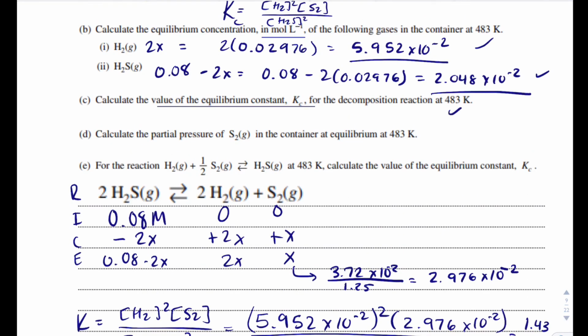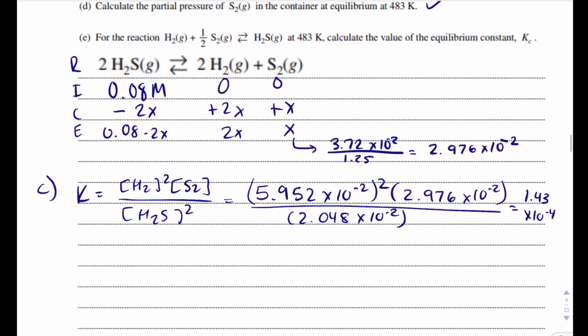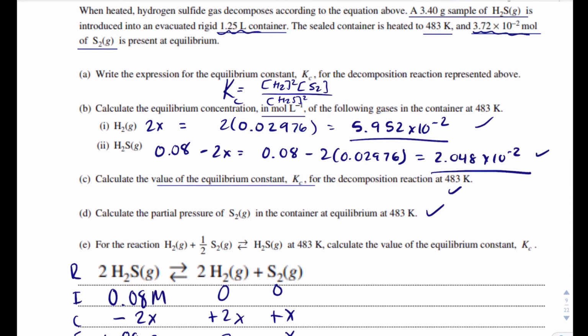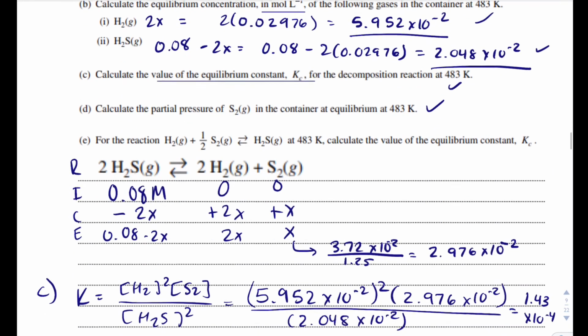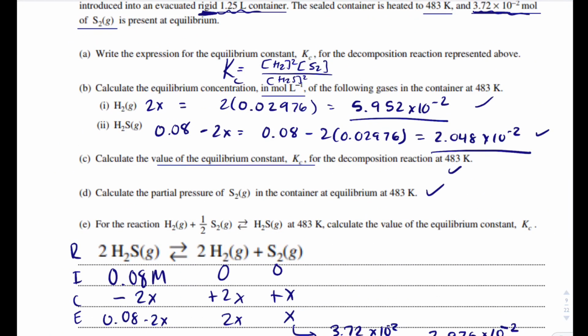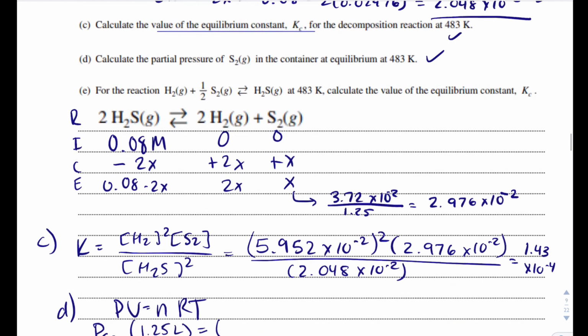So C is done. And then what they ask in part D is to calculate the pressure of S2. Well, a good way to solve for pressure would be to use PV equals nRT. So we'll get the pressure of S2. The volume is still 1.25 liters. They say that it is a rigid 1.25 liter container. Rigid means that the volume will not change. We know the moles of S2. They gave that to us. That is 3.72 times 10 to the minus 2.